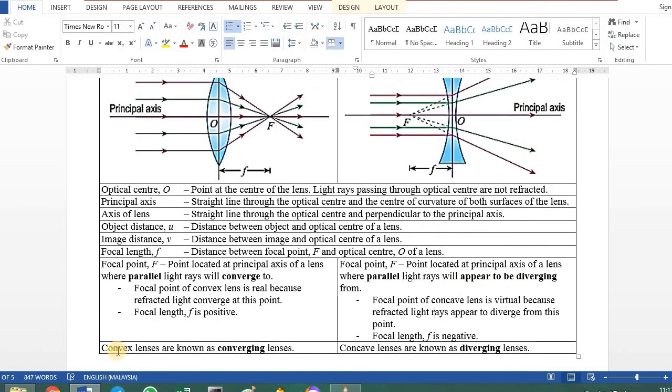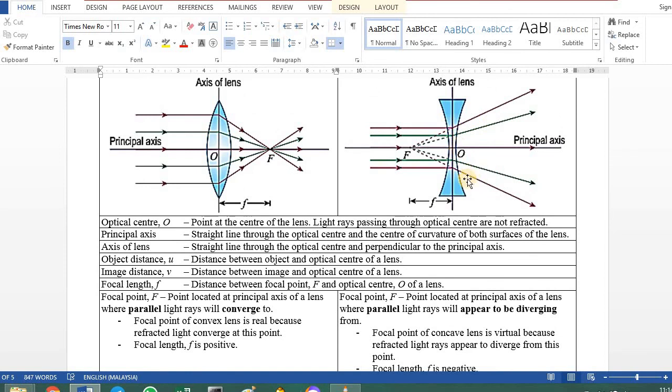So convex lenses are known as converging lenses because the light that passes through converges. Concave lenses are known as diverging lenses because the light that passes through diverges.